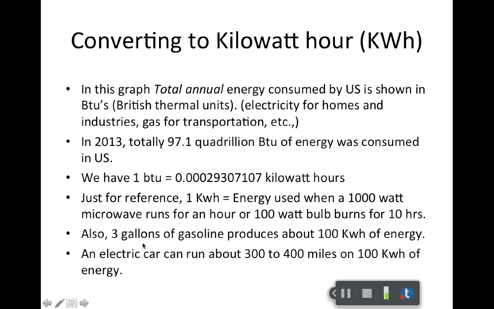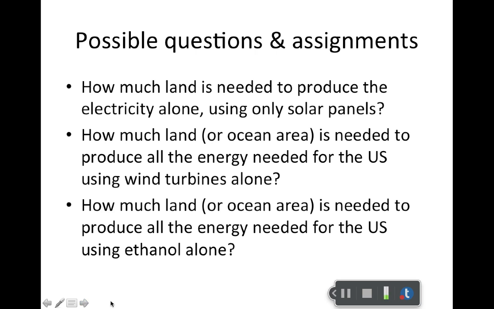A better way to understand it is that with 3 gallons of gasoline, you can drive about 100 miles in the average car. That also produces about 100 kilowatt hours of energy. And the same energy, 100 kilowatt hours, if you drive an electric car, can go 300 to 400 miles. So that's the total amount of power that we are using, except I didn't say what quadrillion is. I'll come to that in the next slide.